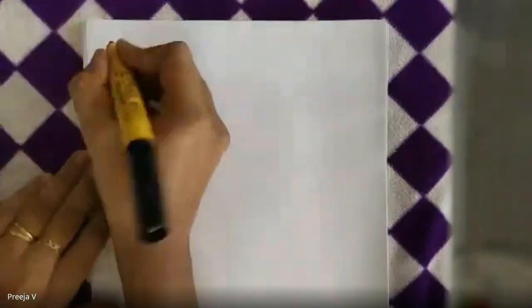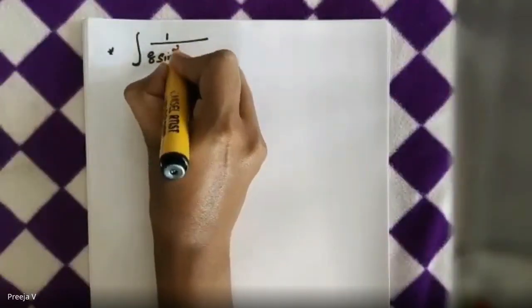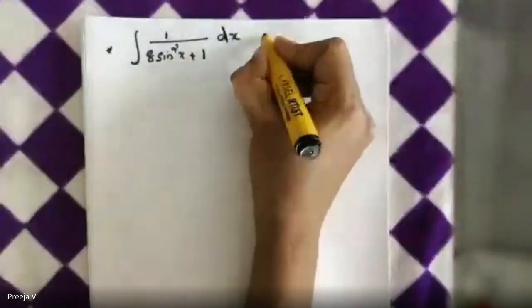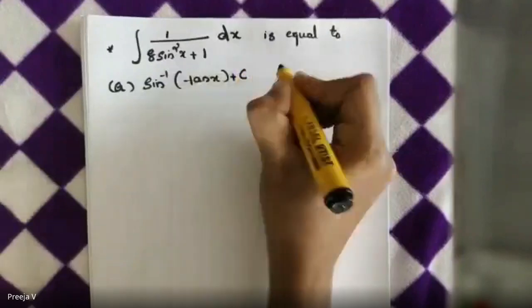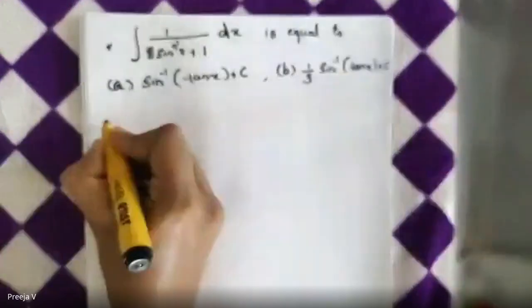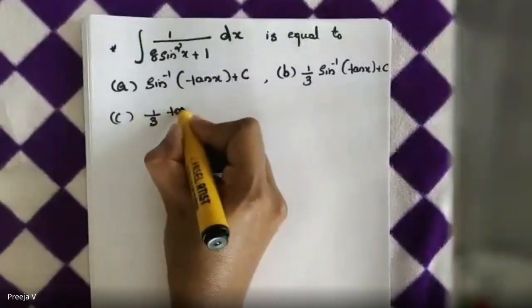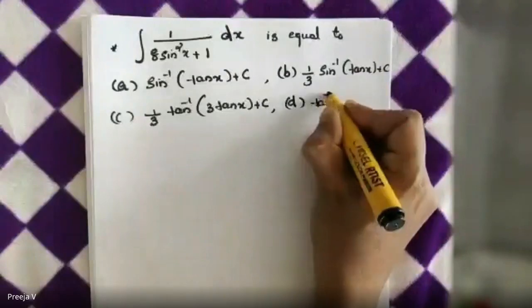Next question is integral 1 by 8 sine square x plus 1 dx is equal to. First option is sine inverse tan x plus c. Second option is 1 by 3 sine inverse tan x plus c. Third option is 1 by 3 tan inverse 3 tan x plus c. And the fourth option is tan inverse 3 tan x plus c.